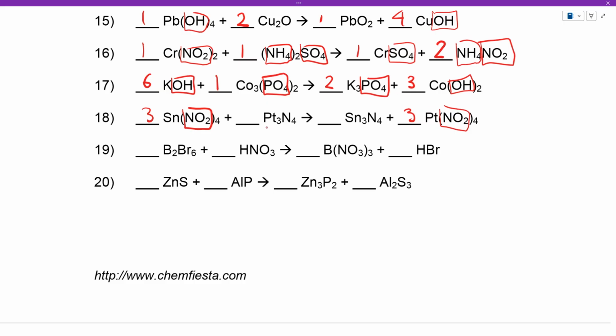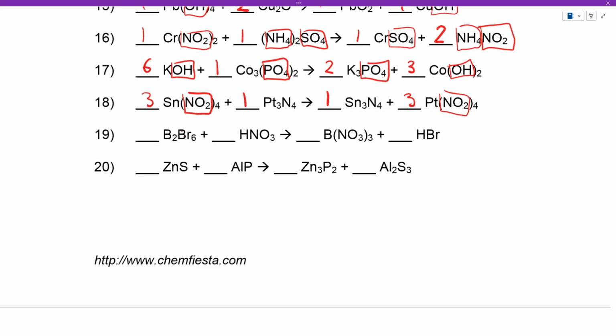For the Pts, over here we have 3. Over here we have 3 as well. For the nitrogens, we have 4 over here and 4 over here as well. And let's fill this with a 1. So let's double check quickly. 3 Sns, 3 Sns over here. 12 of these NO2s, 12 NO2s over here as well. 3 Pts, 3 Pts, 4 nitrogens, and 4 nitrogens over here as well. And this equation should be balanced.